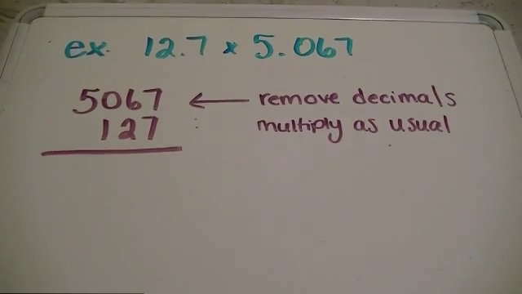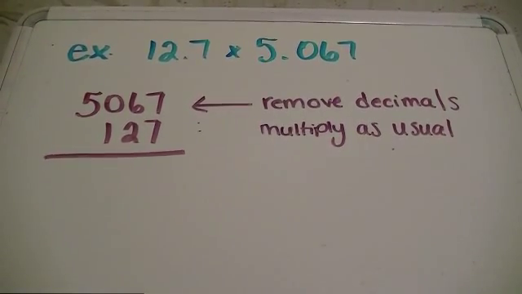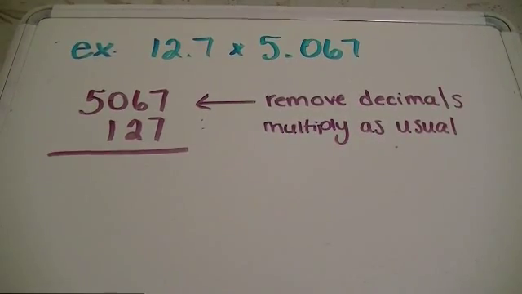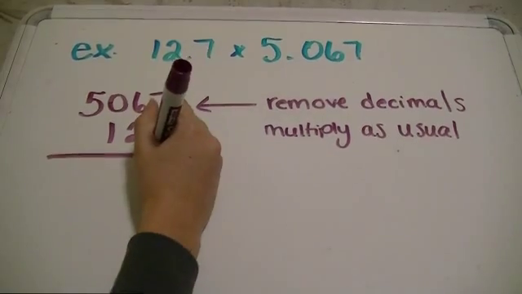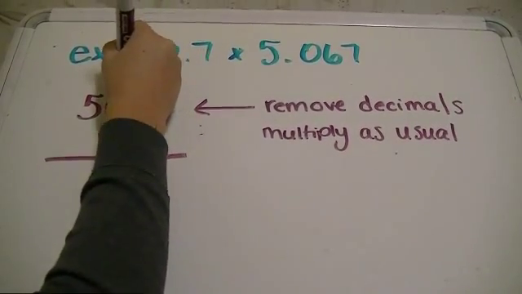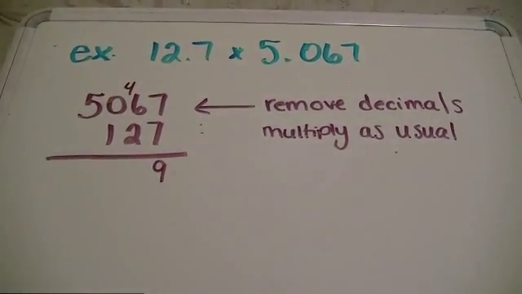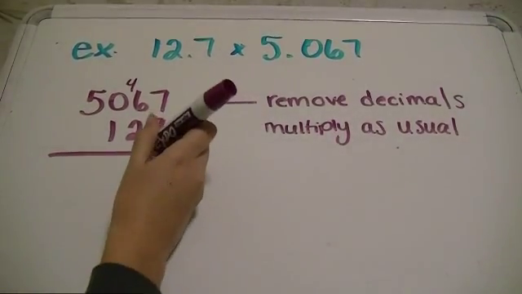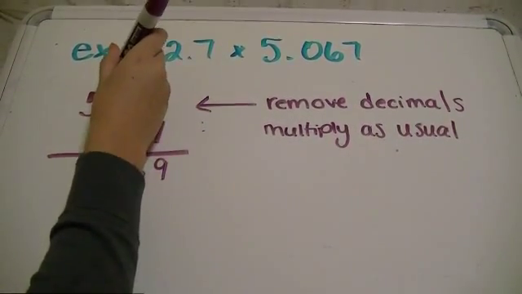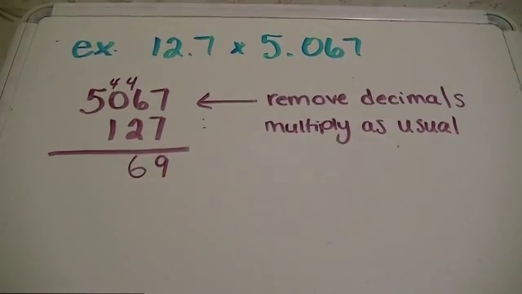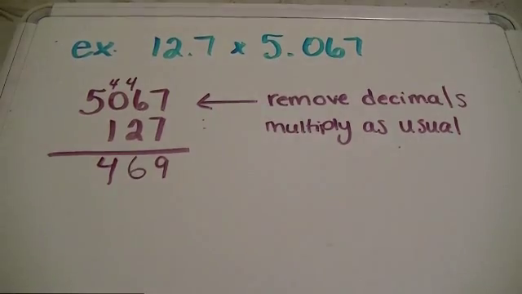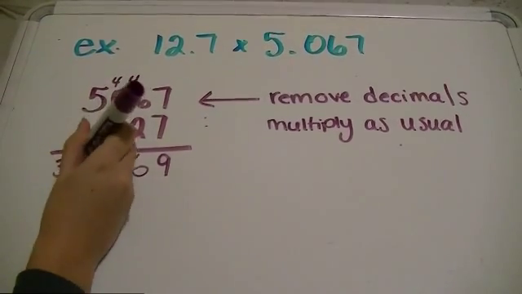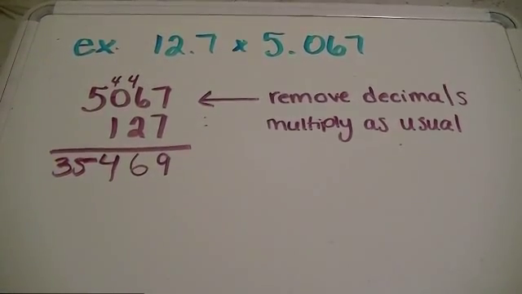We'll do 12.7 times 5.067. First we remove decimals and multiply as usual. So 7 times 7 is 49. We'll carry the 4. 7 times 6 is 42, plus 4, which is 46. Carry the 4 again. 7 times 0 is 0, plus the 4 is just 4. And 7 times 5 is 35. Then you will carry on multiplying until you get the final answer.